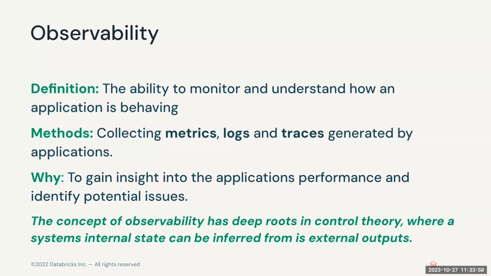And if you think about it, the concept of observability has deep roots in the broader engineering principle of control theory, where the internal state of a system can be measured only using its external output. So whatever metrics you capture internally and expose externally are what help us understand what is happening internally within the system. That is why observability is very important.